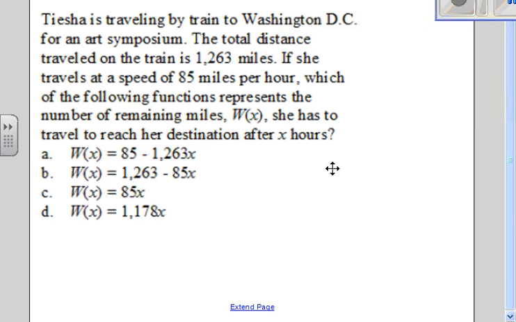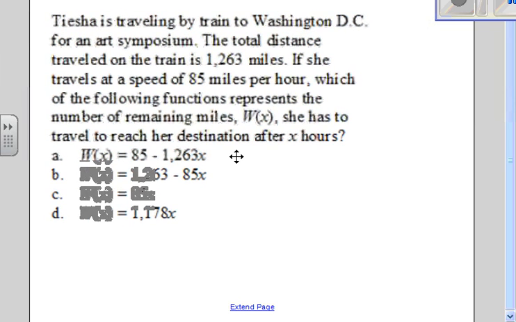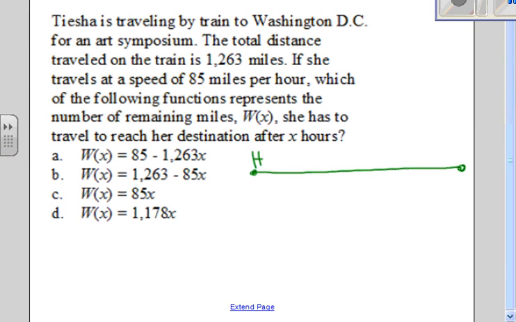Okay, this is problem 11 from the second algebra section. Teacher's traveling by train from home to Washington, D.C. Here she is at home, and she's going to head all the way to D.C., and that is a distance of 1,263 miles. She actually travels 85 miles per hour.